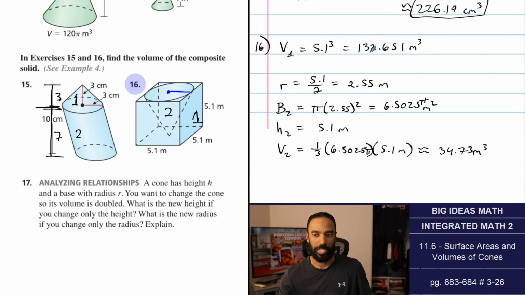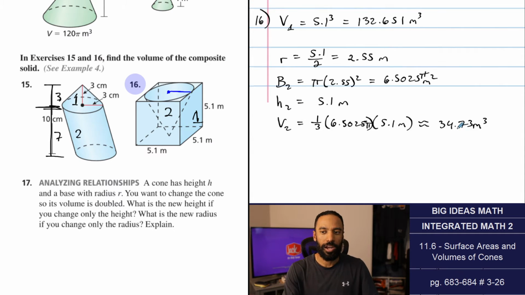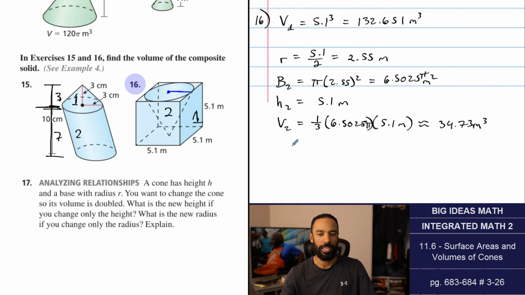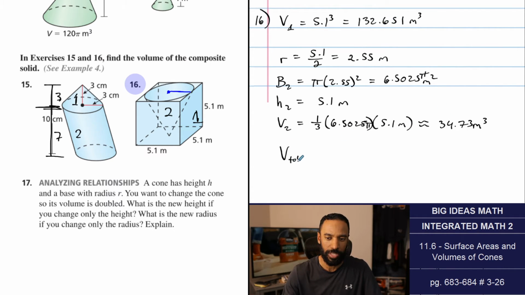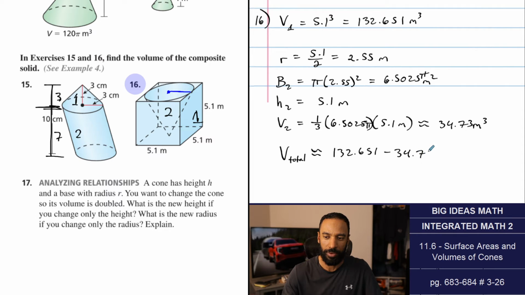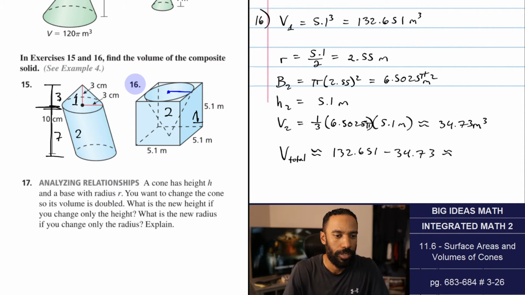I'm going to be subtracting: this minus that. Honestly, it's okay to round this one early in that this is an exact value already and you're doing subtraction, but I'm going to leave the exact there. Whatever you rounded this one to, the other one will round appropriately with that. So volume of the total, we take 132.651 exact minus what appears to be rounded here, but I'm going to do the whole thing. So minus.